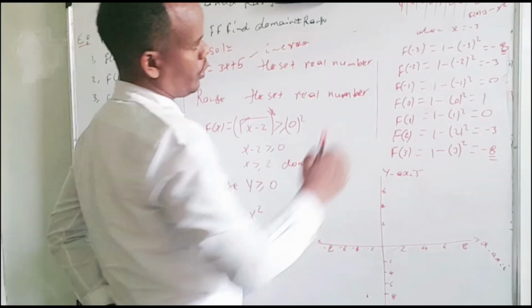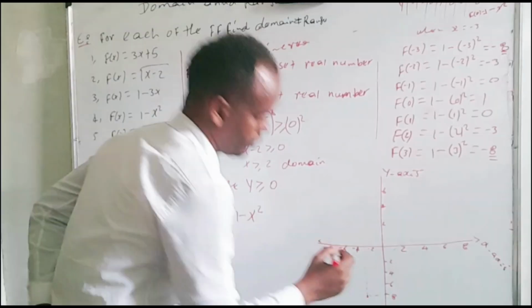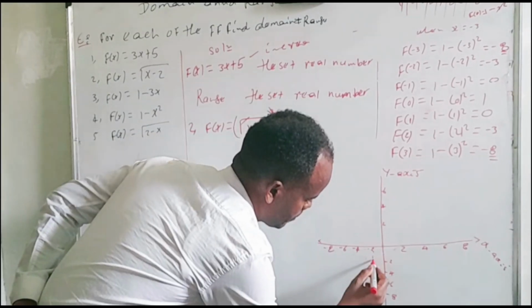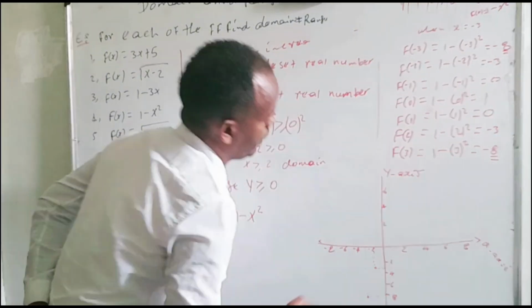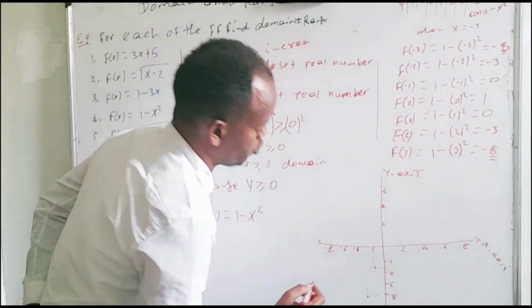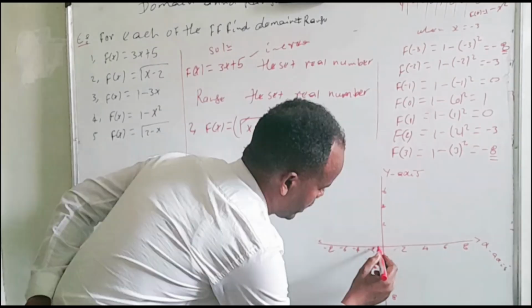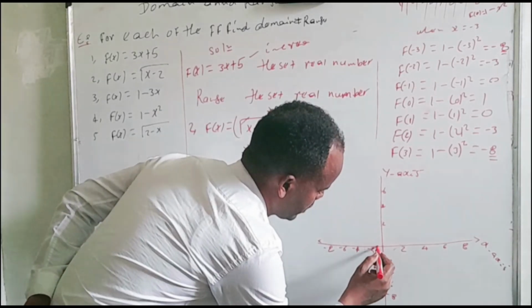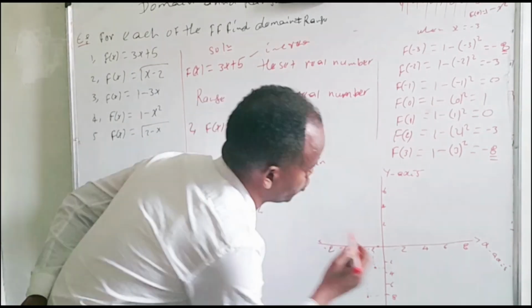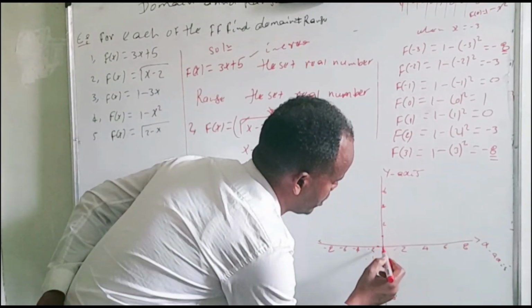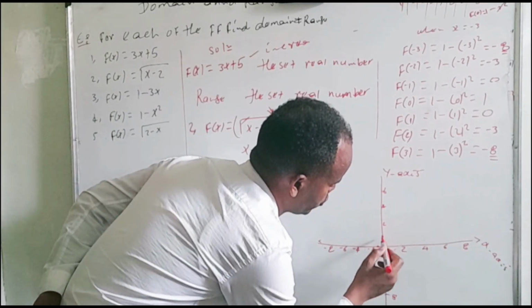The next one is when x is equal to minus 2, that is minus 3. Minus 3 means between 2 and 4 at this point. When x is equal to minus 1, that is 0, at this point. When x is equal to 0, that is 1. 0, 1 means at this point, between 0 and 2.